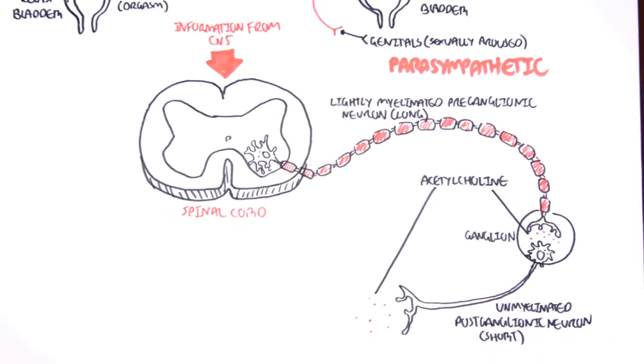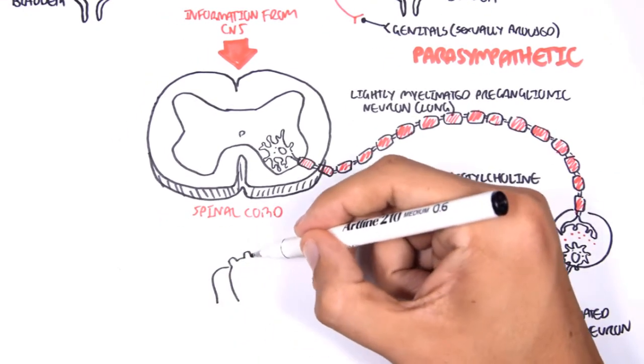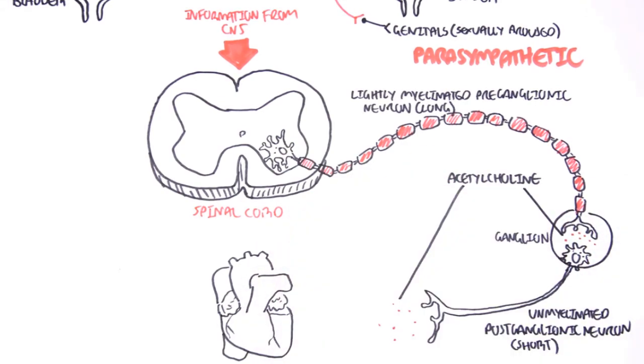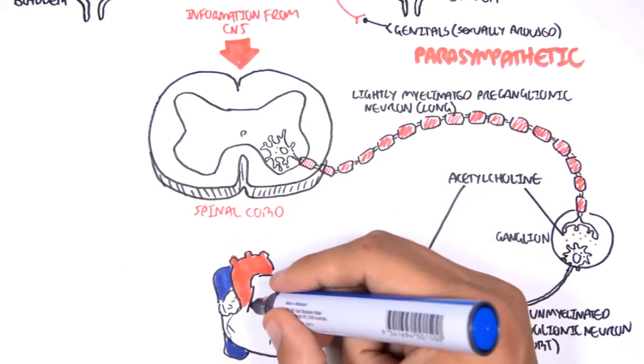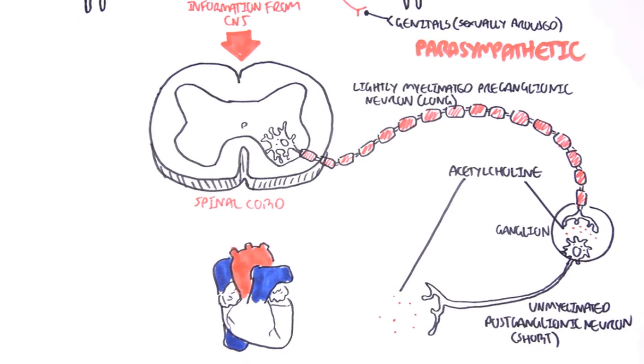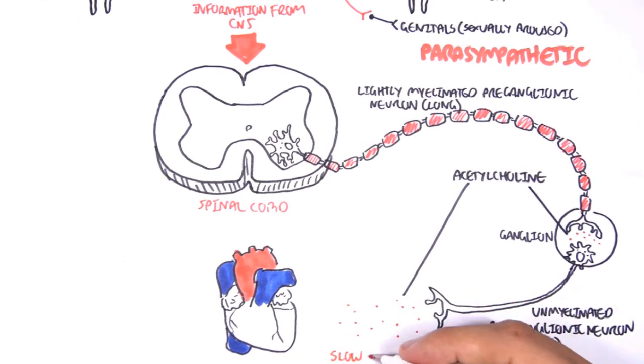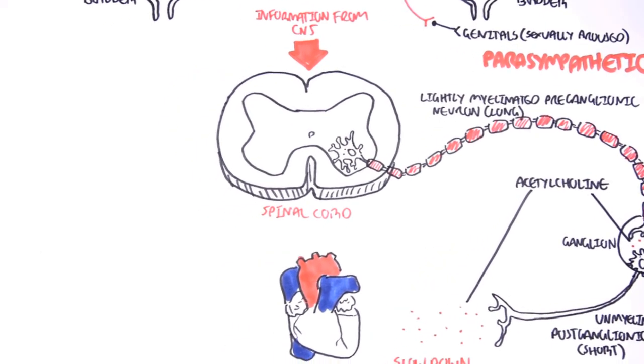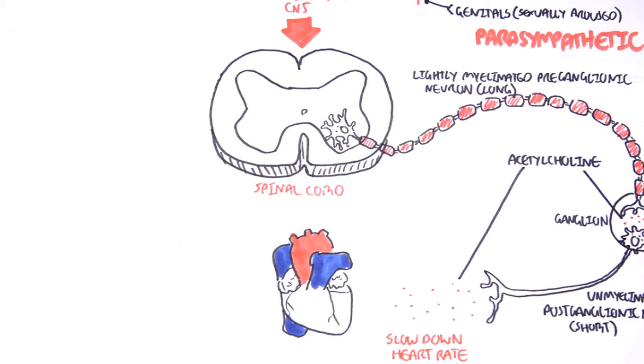And then this unmyelinated postganglionic neuron, which is quite short, will release the neurotransmitter acetylcholine again, which will target a tissue, causing a parasympathetic response. In this case, it's targeting the heart, so it will release acetylcholine to slow down the heart rate. But this image is not quite correct, because there's no ganglion when the parasympathetic nervous system targets the heart. But I hope you understand the concept and the difference between the parasympathetic and sympathetic.